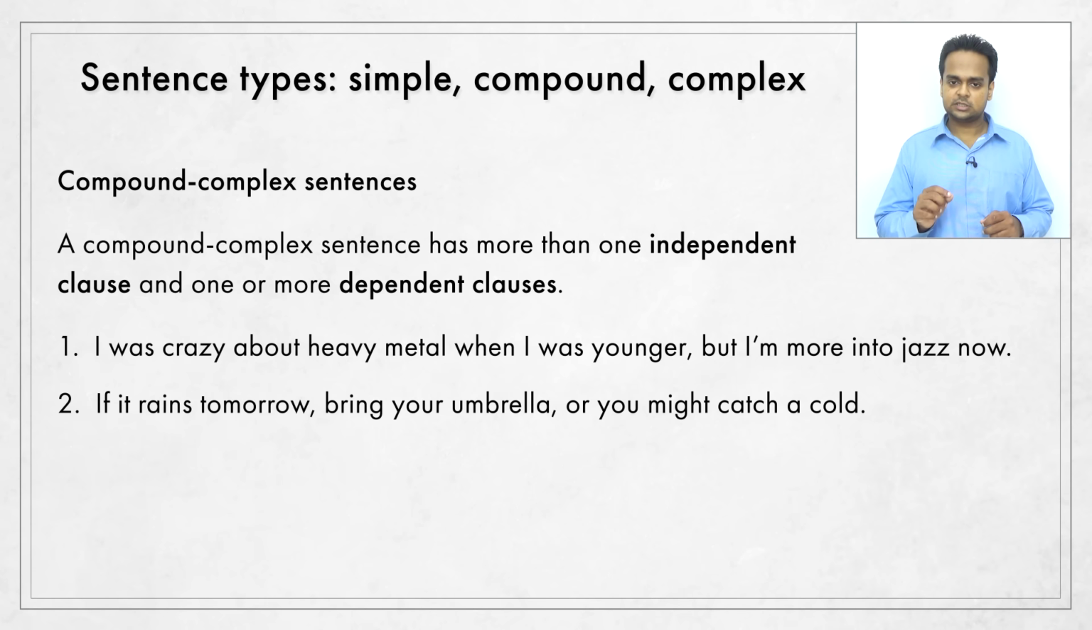Well, this type of clause is actually called an imperative. That is a request or a command, and the subject is understood. It's basically you. So it's like saying, you bring your umbrella. But in imperatives, we usually leave out that you. All right, then we have a coordinating conjunction or, and then another independent clause, you might catch a cold. So you see that compound complex sentences are nothing special. They're just a combination of a compound sentence and a complex sentence.